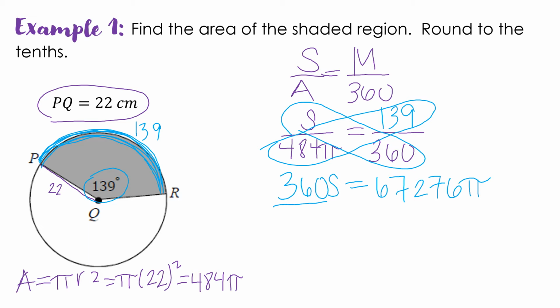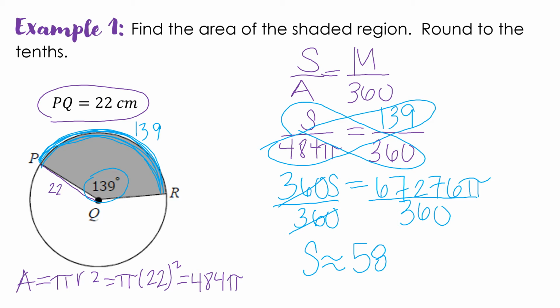Now to get the S by itself, I'm going to divide both sides by 360. And so what I would type in my calculator, again, regardless if I'm using the TI-36X Pro or Desmos, 67,276 pi over 360, utilizing that fraction button. And when you do that, you should get approximately 587.1. They gave us our unit is centimeters, and because this is area, it is going to be squared. So centimeters squared would be our final answer.